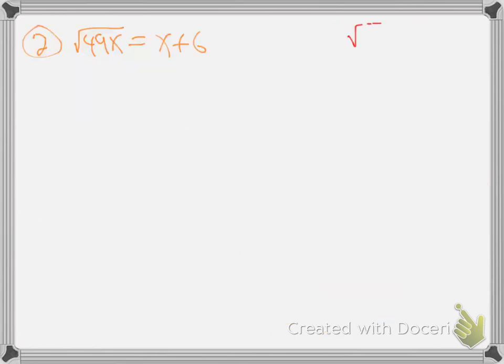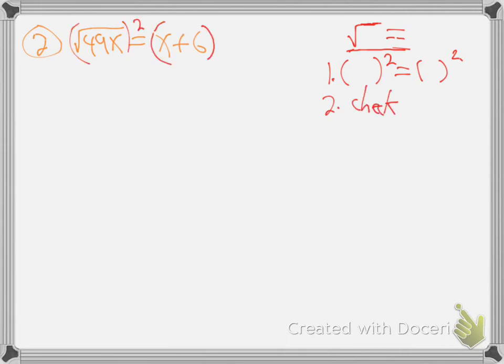Okay, so again, with a square root and an equals, what do we always do when we have a square root and an equals? We 2 power both sides, and step 2, we need to check. And so I'm going to go 2 power, like that. And on this side, it's easy, just tears off the root.